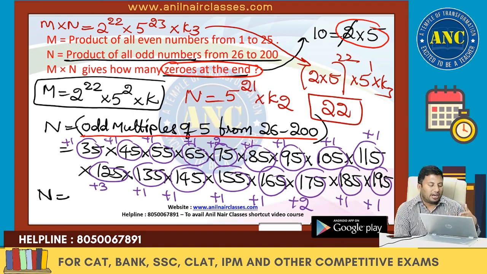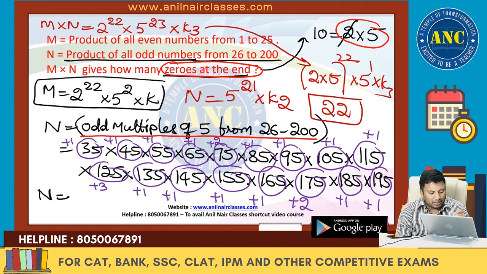You don't need to write 27, 28, 29 because I want the number of zeros at the end. The number of zeros at the end is the highest power of 5. Take only the odd multiples of 5: 35, 45, 55, 65, 75, 85, 95, 105, till 195. Check how many multiples of 5 are there. 5 7s are, 5 9s are, 5 11s are, 5 13s are, 5 15s are.